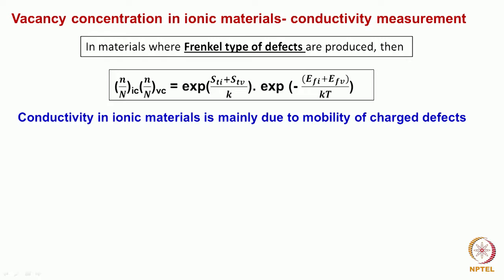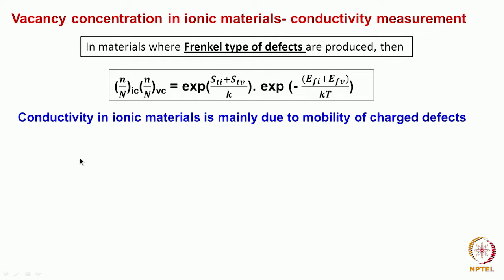Similarly, we mentioned earlier that we can have a Frenkel type of defect, where a vacancy is created of an anion, and the anion sits at an interstitial position. There also the concentration can be written by an expression similar to that. So essentially, if you look at the conductivity, is this clear?